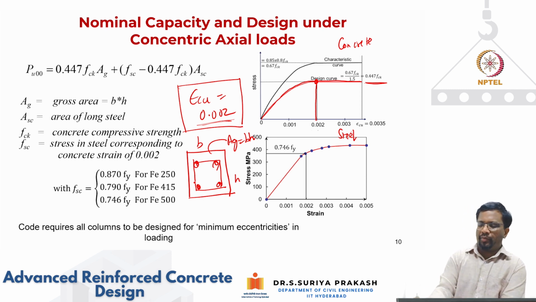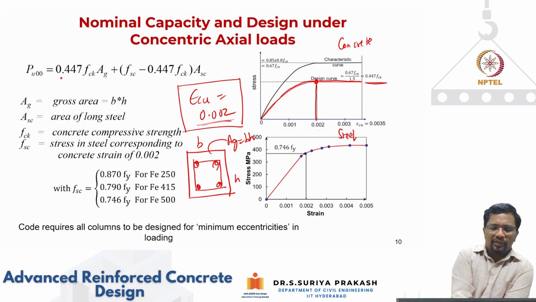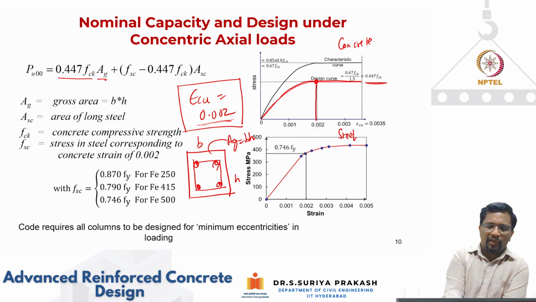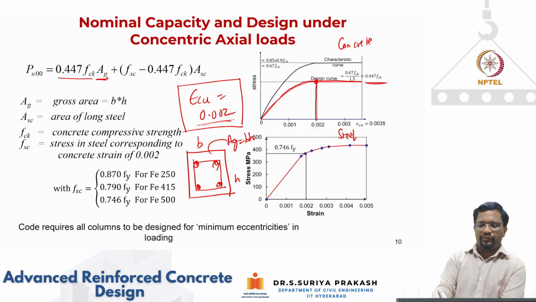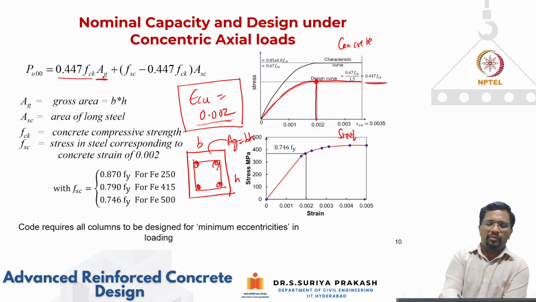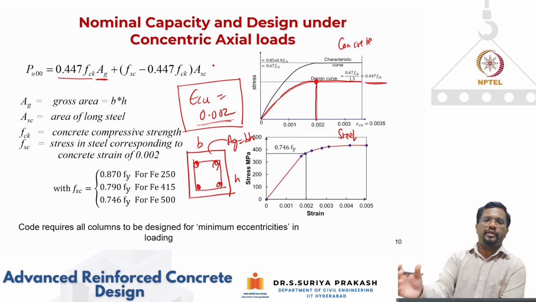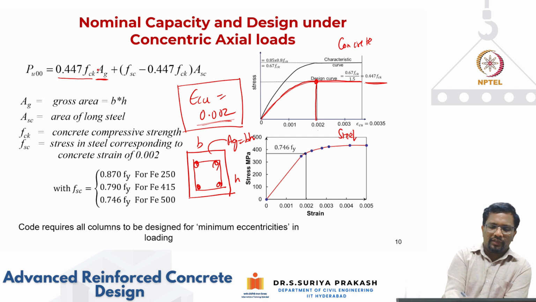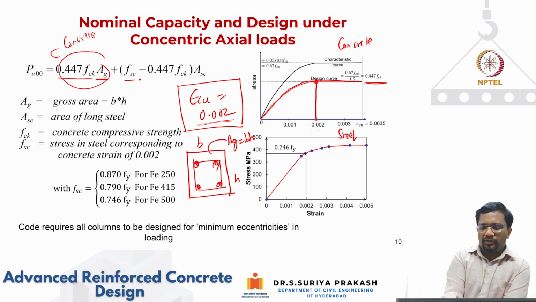Now, if I'm taking 0.002 as my failure strain, what is the stress that is offered? It is 0.447 fck as per your IS code, which I'm multiplying by the gross area. Of course, only the concrete area we need to take, so I'm taking the gross area here, and then I will subtract whatever area is occupied by the steel. So you see here, this is your concrete contribution.